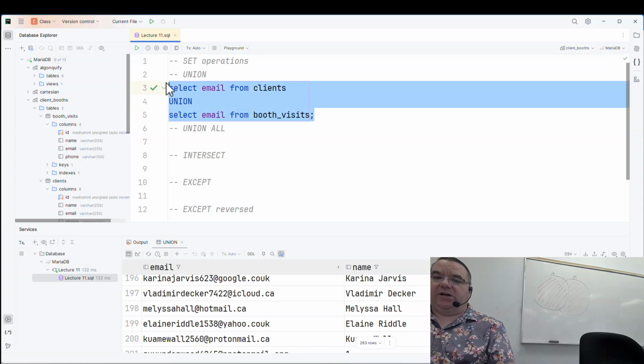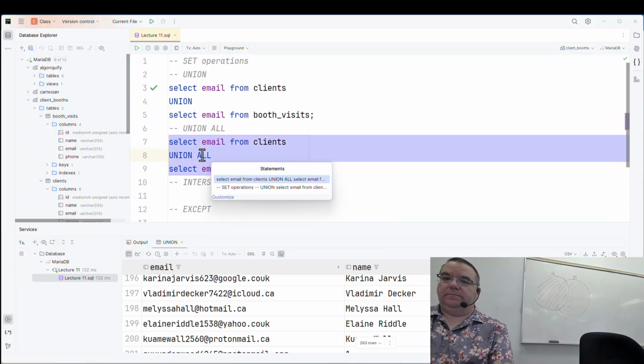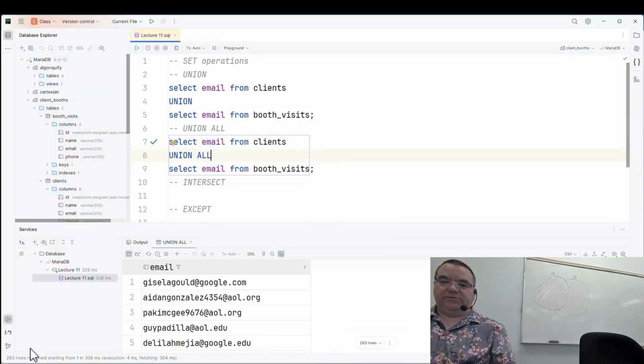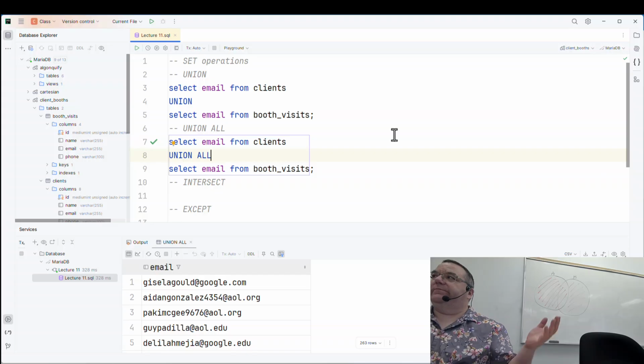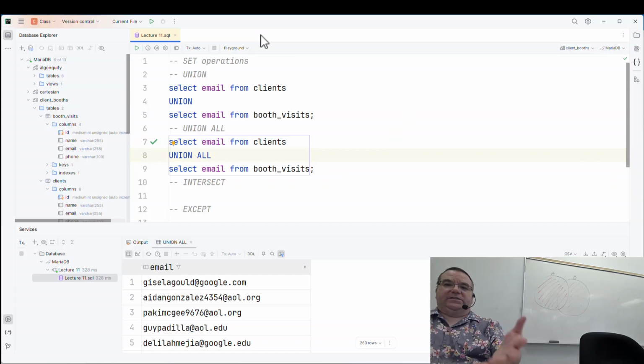Now I'm going to take this query and make it a union all. And this returns 263 rows. Literally, union all says do a union, but give me everything. Which kind of defeats the purpose. You might as well have just sent out 2 queries at that point. All right, so that's the union.